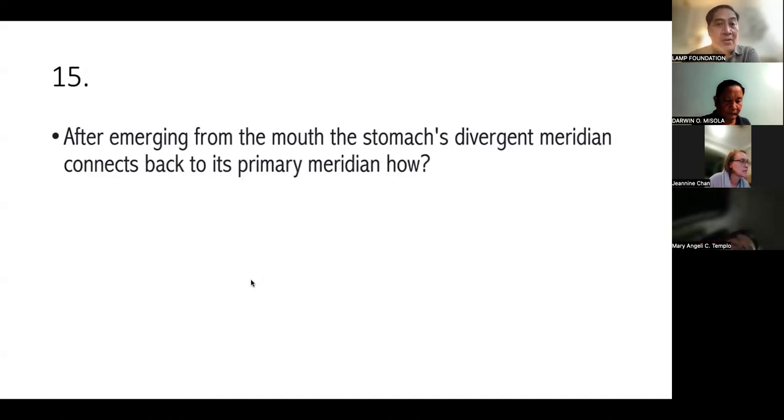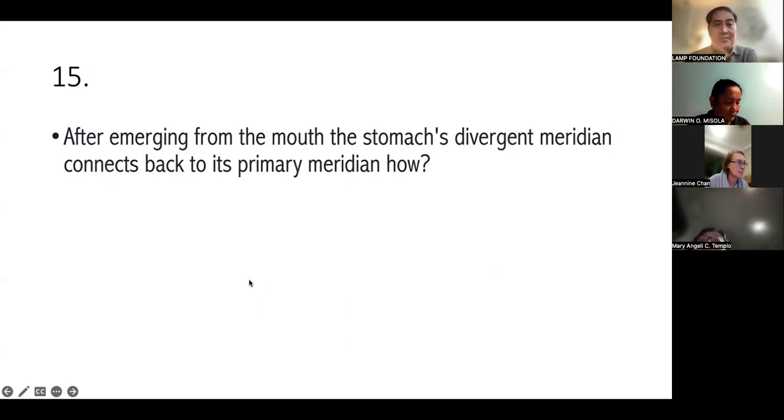After emerging from the mouth, the stomach divergent channel connects back to its primary. How does it connect to its primary meridian? Runs beside the nose and connects with the eye. Nose connects with the eye. And then, mag-unite na siya sa primary channel.